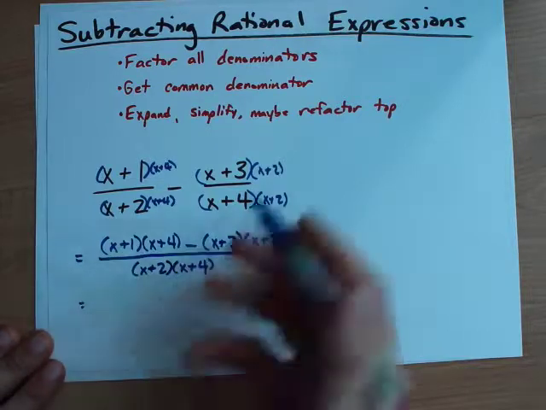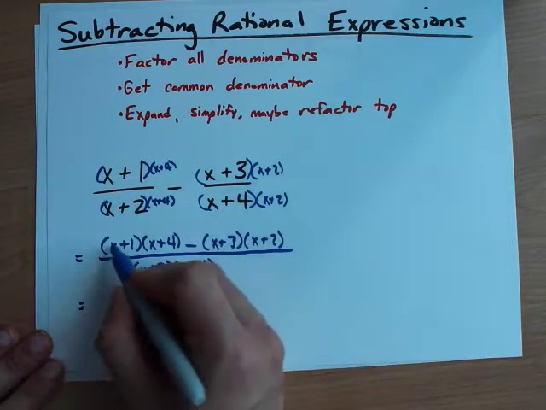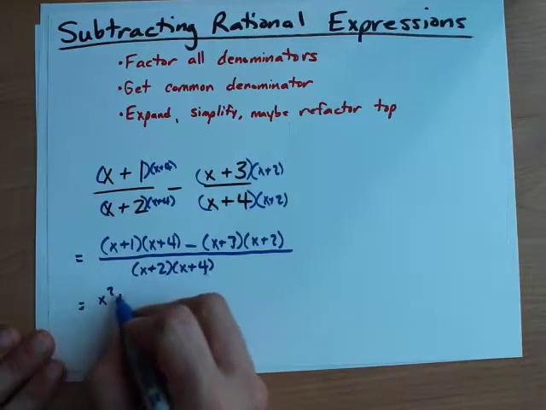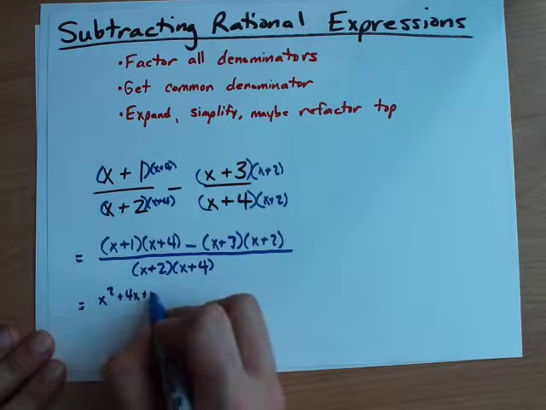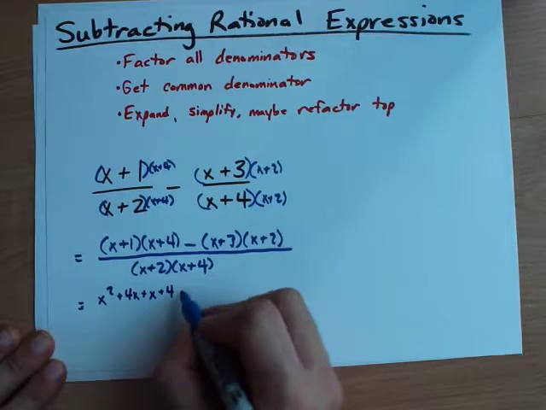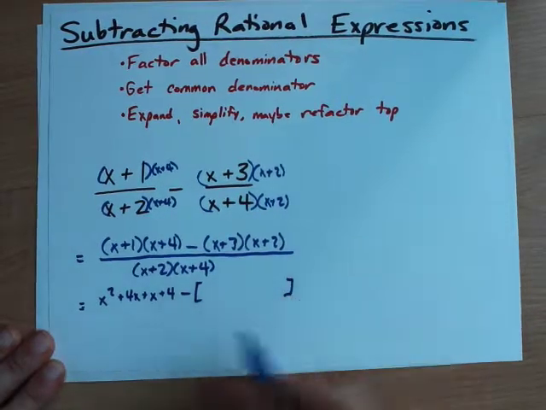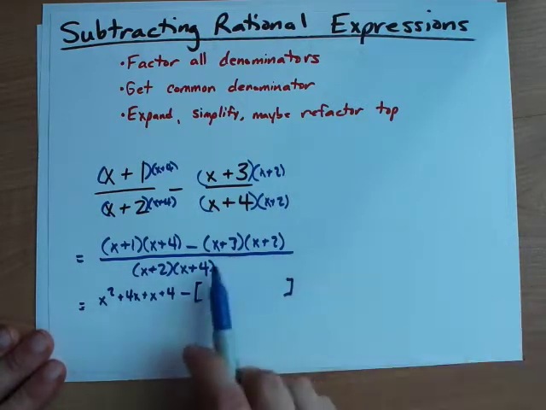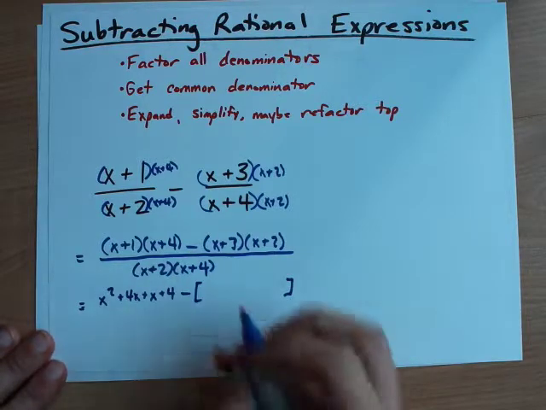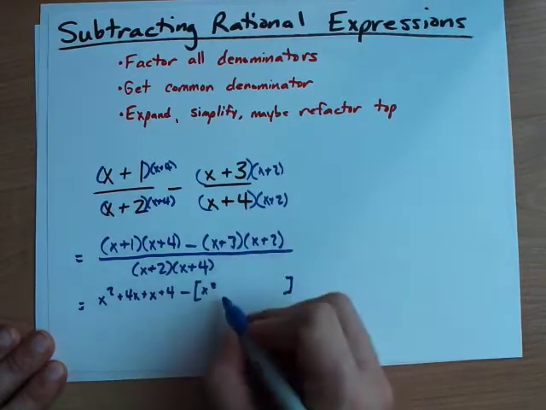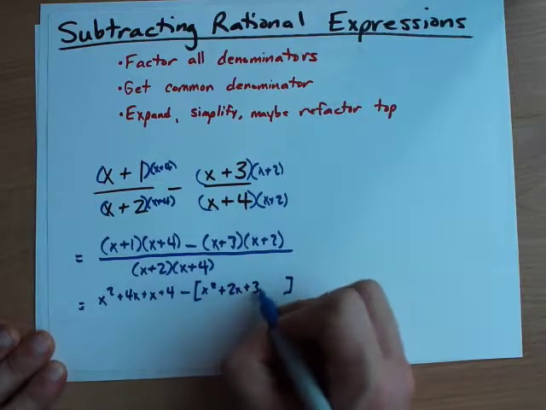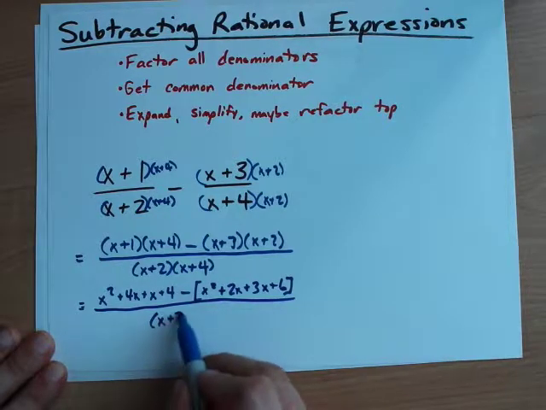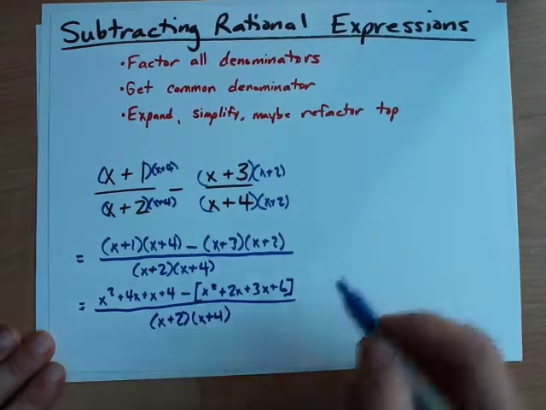Now this is technically subtracted from each other, but I want to show you how we expand and simplify this. I'm going to use FOIL, at least that's what we call it here in Canada, to multiply x times x, x times 4, 1 times x, 1 times 4. That's x squared plus 4x plus x plus 4, and minus, I'm going to keep this product in brackets just to emphasize that we're subtracting the product. And remember, in terms of order of operations, multiplication comes before subtraction. I get x squared plus 2x plus 3x plus 6. And it's still all over that common denominator of x plus 2 and x plus 4.